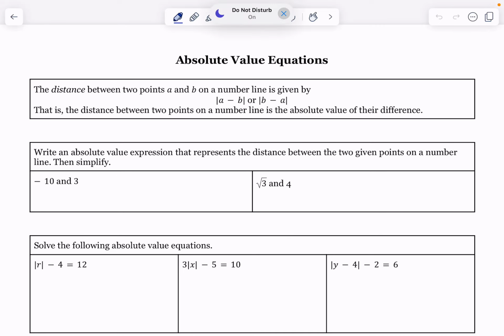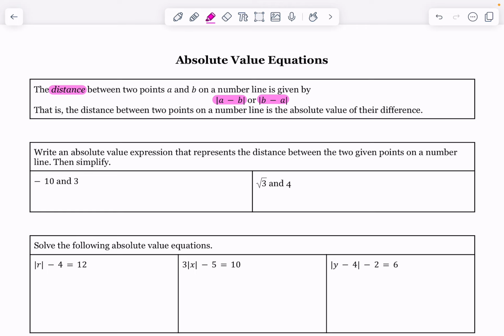This video is over section 1.6, absolute value equations. Typically we think of absolute value as distance from zero, but for this little box it says the distance between 2 points A and B on a number line is given by the absolute value of A minus B or the absolute value of B minus A. These will be equal because when we take the absolute value of that difference, we're going to end up with a positive value for both, and it's going to be the same value. So that is, the distance between 2 points on a number line is the absolute value of their difference.